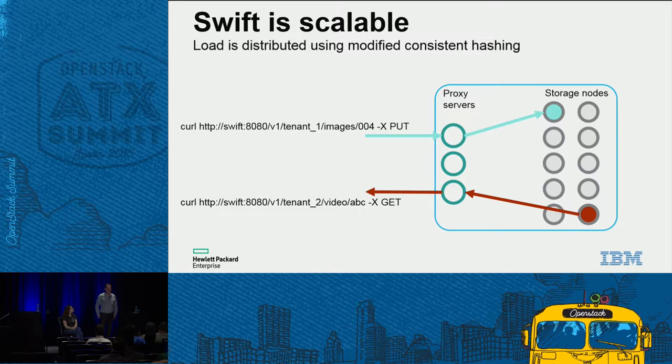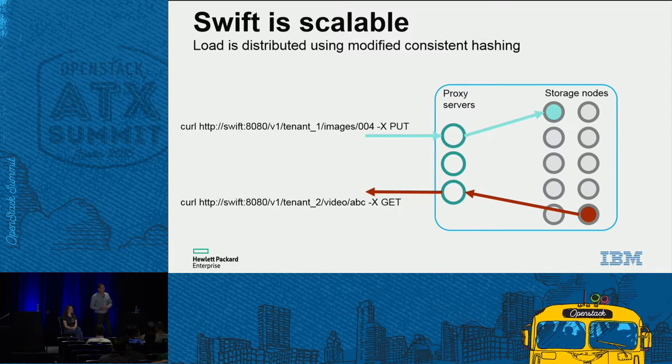And much as I'd love to go into the detail of describing to you how that works, really all I have time for is to tell you that the outcome is that objects are distributed uniformly across that pool of back-end storage nodes, which means that load is distributed uniformly across the pool of storage nodes.